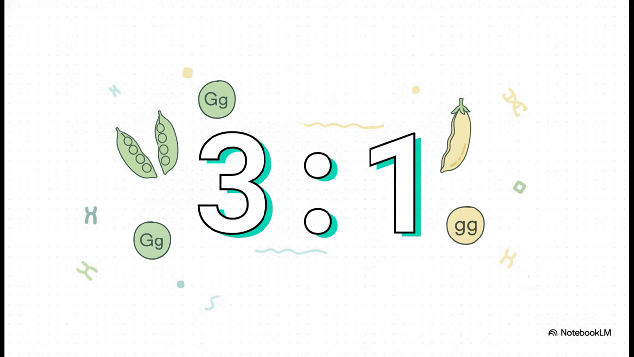This predictable masking effect is exactly why scientists use what's called a test cross. By breeding an unknown dominant phenotype with a pure homozygous recessive one, scientists can force those hidden recessive genes to reveal themselves. It's like a biological lie detector test that lets us accurately determine the invisible genotype.